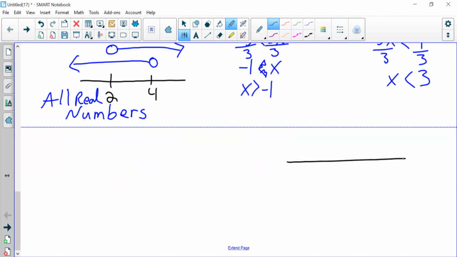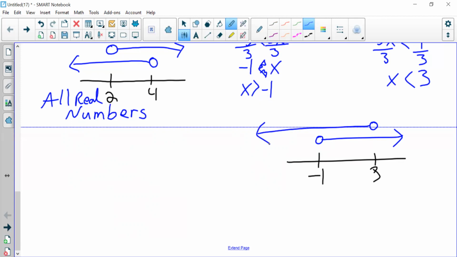line. I know I'm going to need a place for 3. That's a 3. I need a place for -1. Let's grab my pen back and let's graph these. So x is greater than -1. So open circle because it's just greater than, not equal to, and it's greater than, so we're going to the right. X is less than 3. So once again, open circle, less than 3.